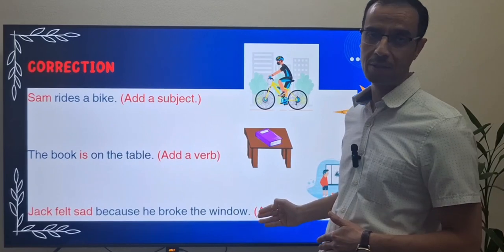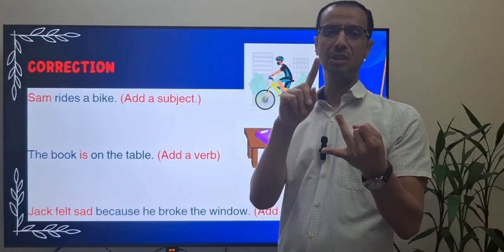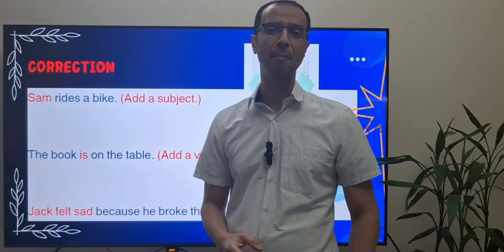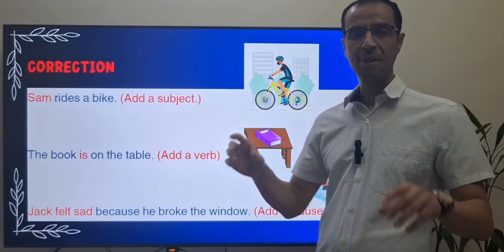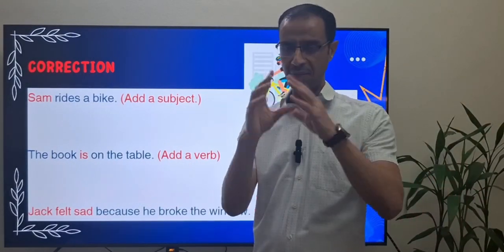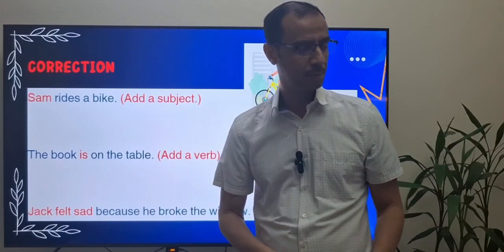Now we add a clause. So here, we don't add only a subject. We don't need to add a verb. We need to add a clause. That's also a subject and a verb at the same time. So Jack felt sad because he broke the window. Now, all of it, the two parts of the sentence, will make it a complete sentence with a complete thought.